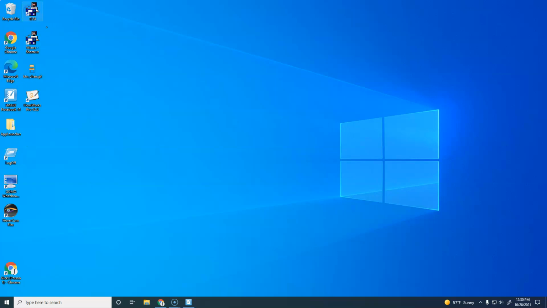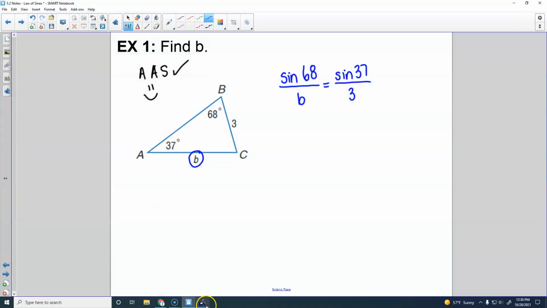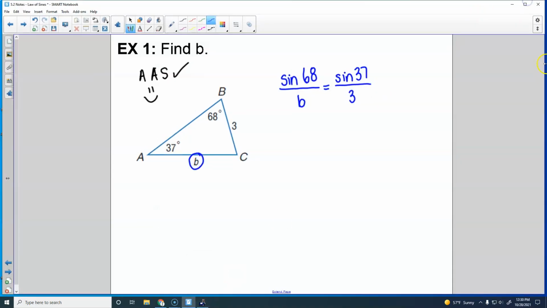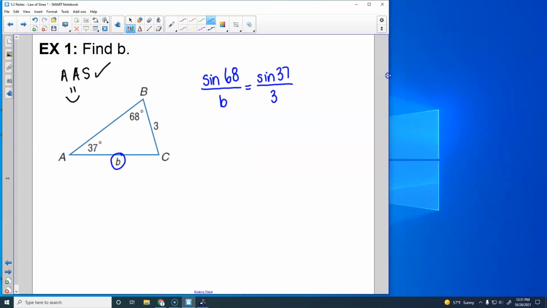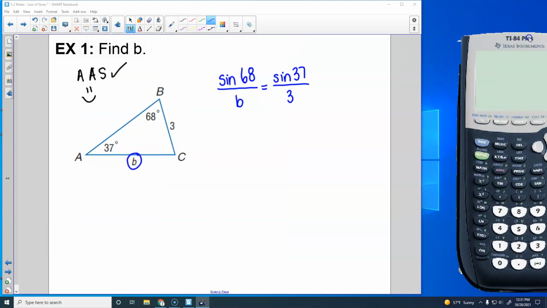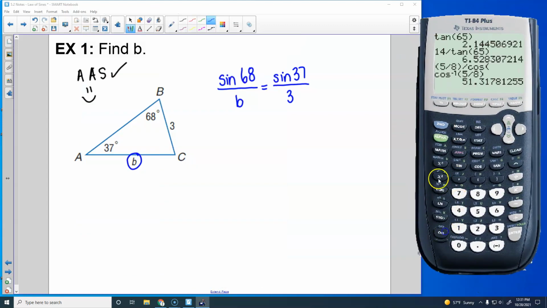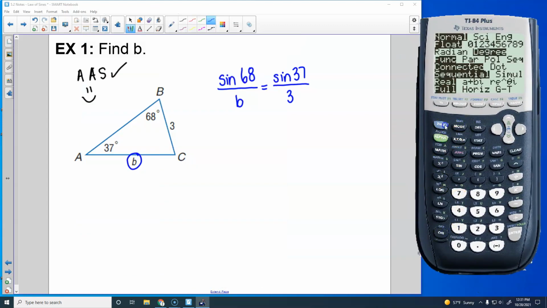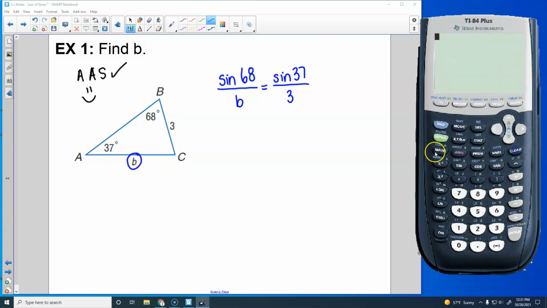And let me get my calculator real quick. And check your calculator to make sure it's in degree mode. If somebody reset it from yesterday, it won't be. So this is a proportion here.